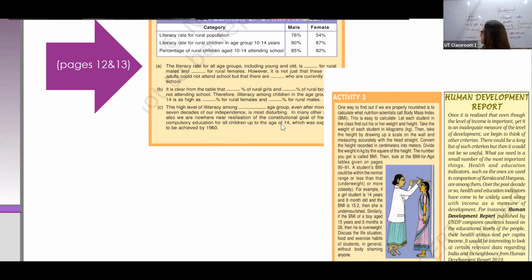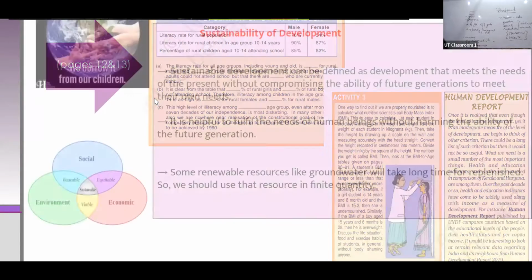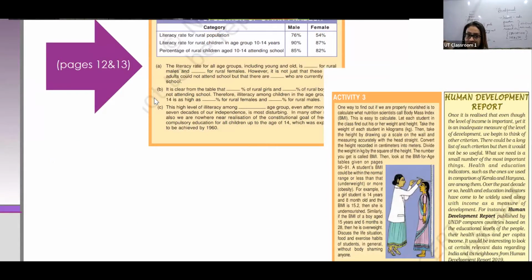So health and education indicators. These 2 indicators, such as the ones we used in comparison of Kerala and Haryana, are among them. Over the past decade or so, health and education indicators have come to be widely used along with income as a measure of development. For instance, the Human Development Report published by the UNDP compares countries based on the educational levels of people, their health status, and per capita income. So here we spoke about BMI and health and education being important parameters other than income.